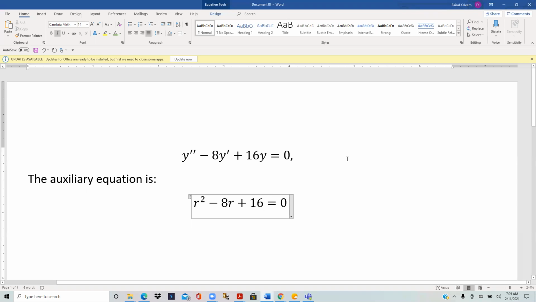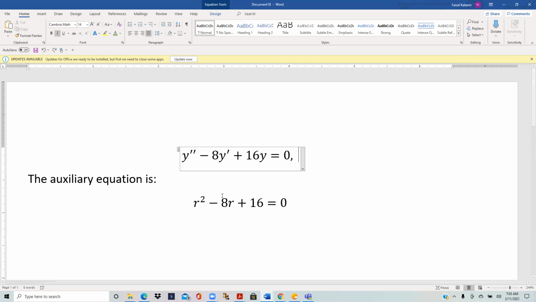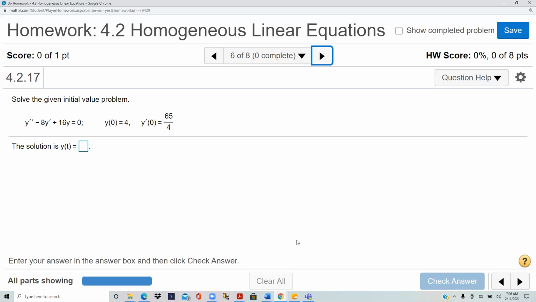So now let's look at an initial value problem. I forgot to write the initial conditions. So the problem is y double prime minus 8y prime plus 16y is equal to 0. And the initial conditions are y(0) is equal to 4 and y prime(0) is equal to 65 over 4.